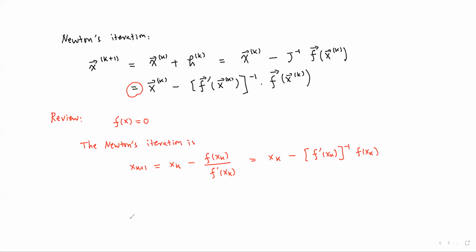So compare the scalar case with the vector value case. Actually, they're the same in structure, okay? Same in structure. So Newton's method for a system of equations, the formula is easy to remember, very easy to remember. Actually, they are exactly the same in structure.